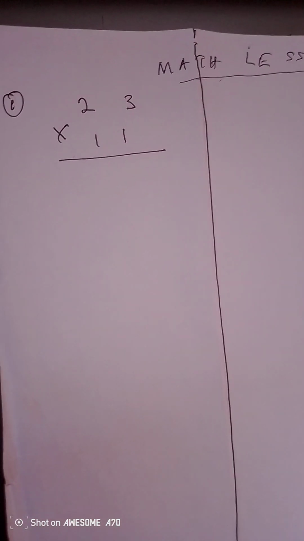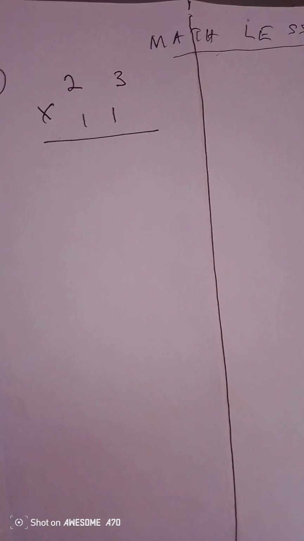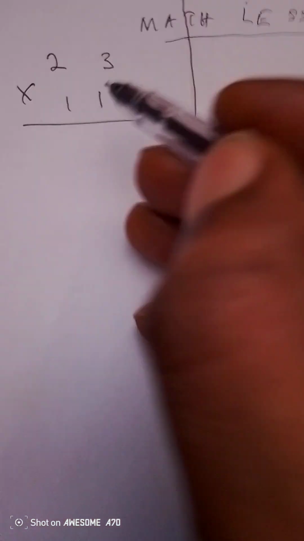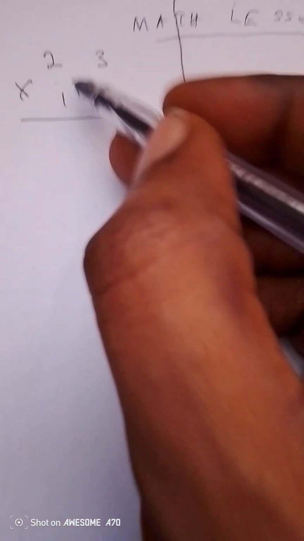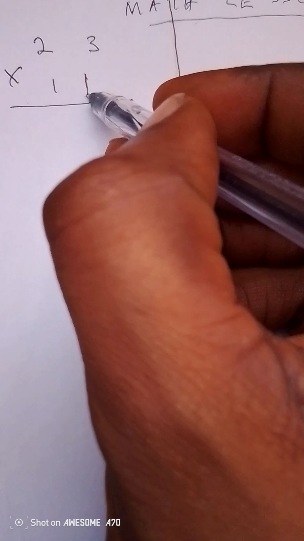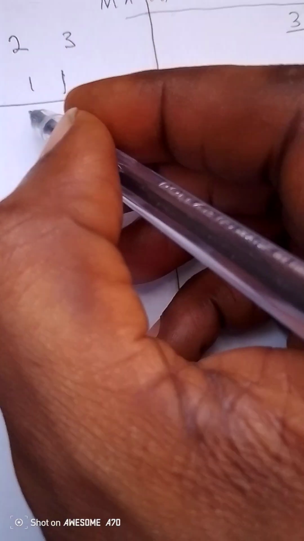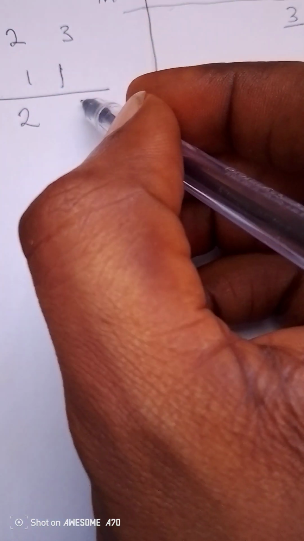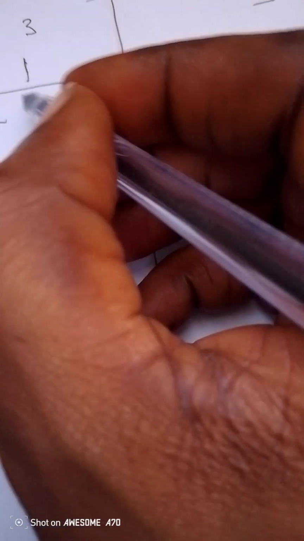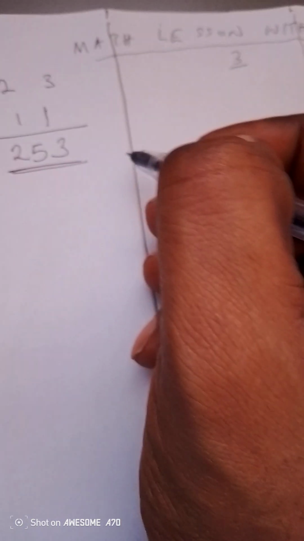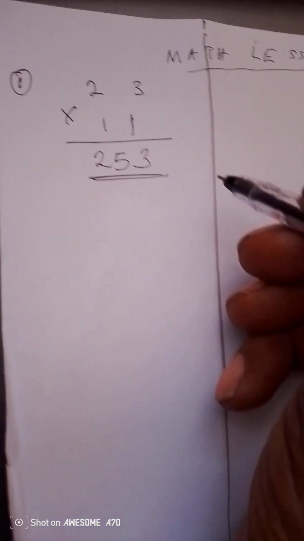Now, through this formula, you may already have an idea: if you are multiplying a number by 11, you just take this 23. You put 2 and you put 3 and you put a space in between them. Then you add the 2 and the 3, which gives you 5. That gives you 253. So 23 multiplied by 11 is 253.